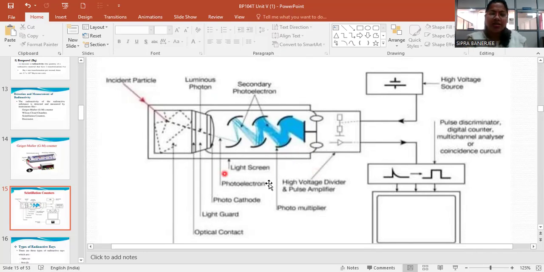So this is a light screen, and then photo detection will be here. This is a photo cathode where the luminous photons will fall. There is a light curve. Actually, a small pore will be there so that the photons will not be scattered. It will be a single channel. The light guard and optical contrast will be there. As a result, the photon or the radioactive light will pass through only one pore.